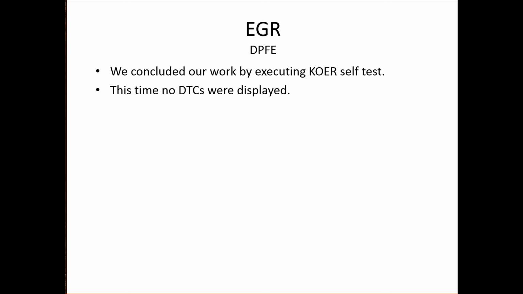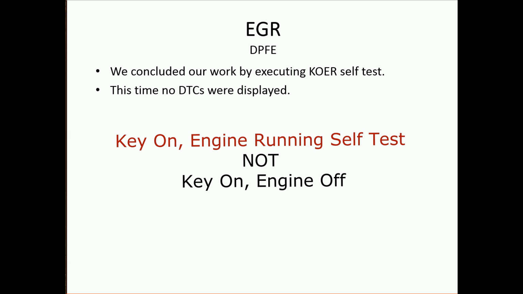And then we again ran key on, engine off, full self-test, and no DTCs were displayed, meaning the EVAP system was most likely resolved, and now it's almost 2 months since this fix. That has not come back. So we knew the EVAP system issue was because of the gas cap. We got lucky on that one. And the EGR was due to the DPFE.